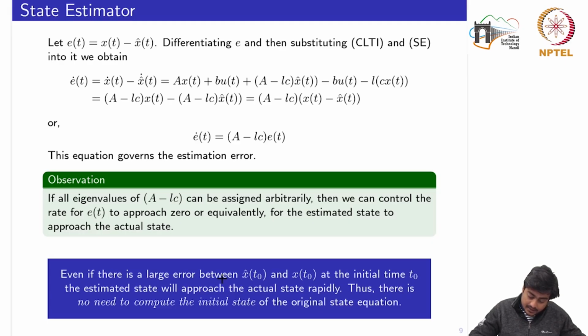Now, even if there is a large error between the initial conditions of the actual state and the estimated state at some time t0, the estimated state will approach the actual state rapidly. Thus there is no need to compute the initial state of the original state equation. So with this introduction of the additional term, which is L times y minus y hat in the open loop estimator, we got rid of those two disadvantages which we had seen in the open loop estimator.